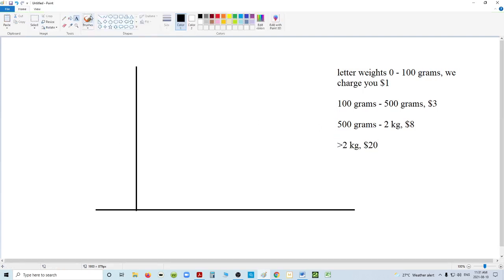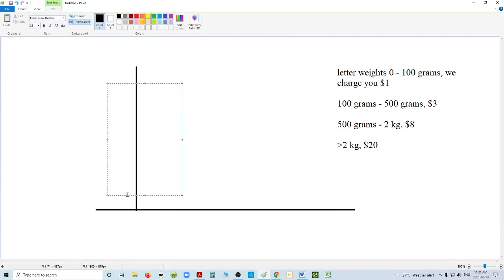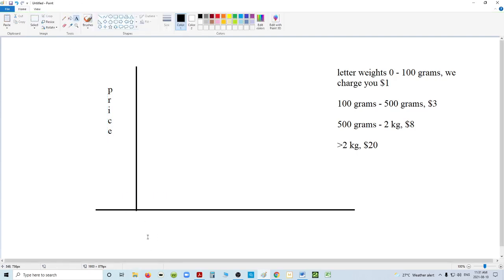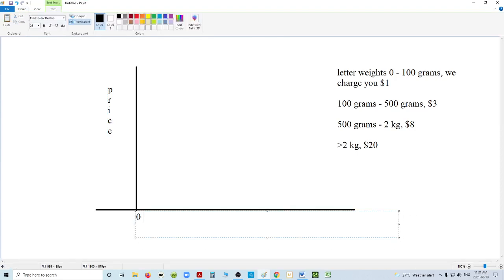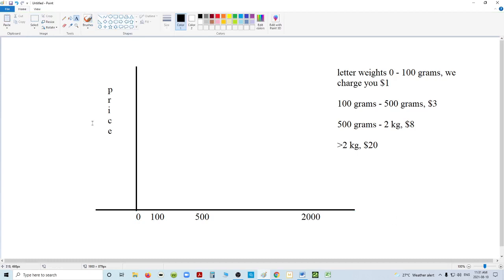On the y-axis is price, because we don't know what the price is unless we know the weight, which makes the weight the independent variable. So everywhere here I'll go 0, and I'll do 100 here, and way over here I'll do 500, and 2 kilograms is the same as 2,000, so I'll put 2,000 way over here. Now let's see what prices we're dealing with.